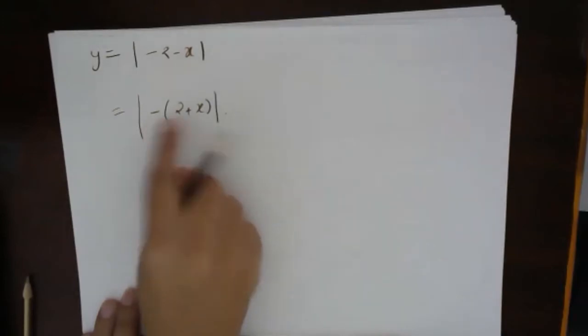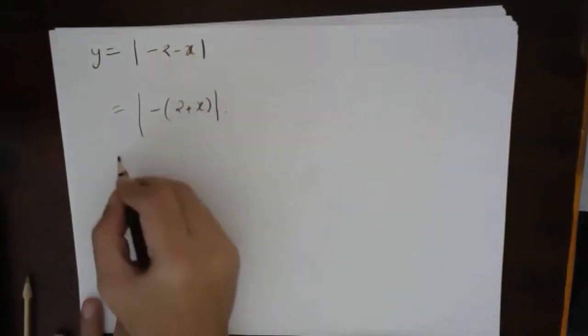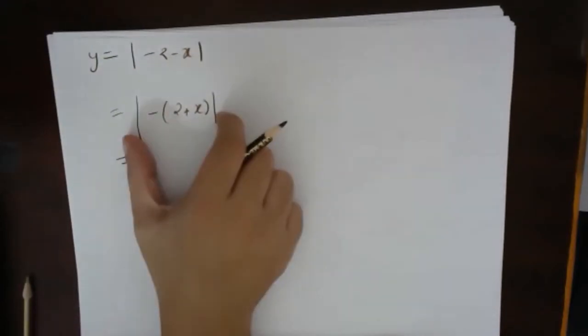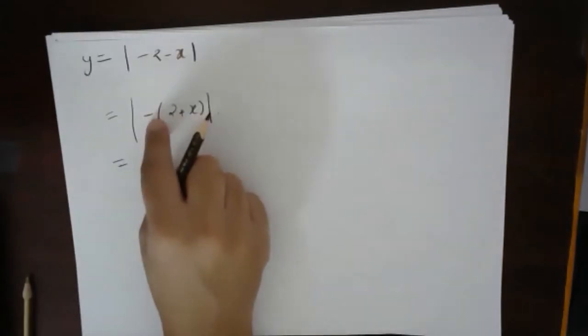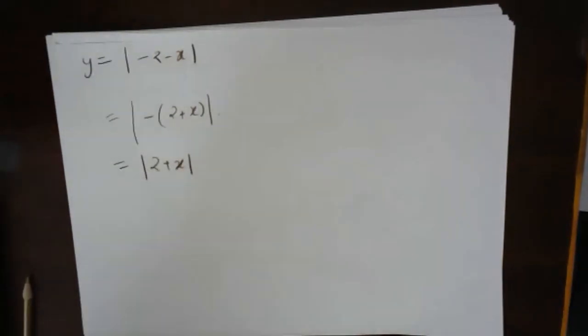And because this minus is inside the mod, this modulus will eat away this negative sign. So what will this become? This will become simply 2 plus x. Yes, I think it is correct. This modulus will simply become 2 plus x, right?